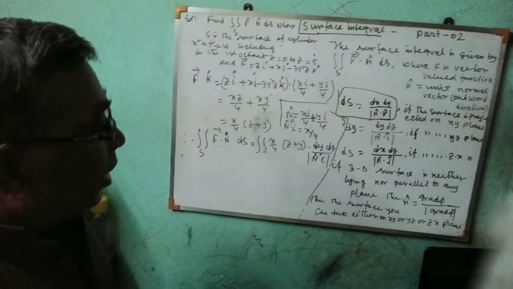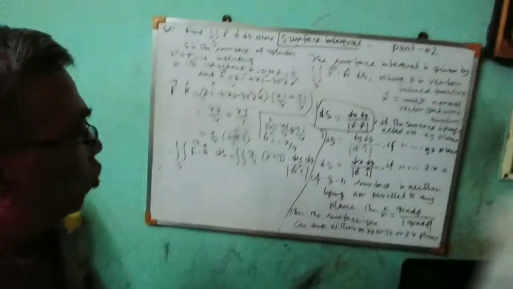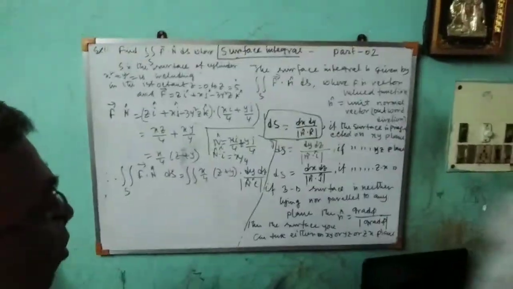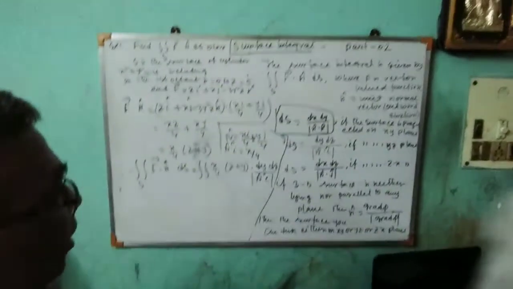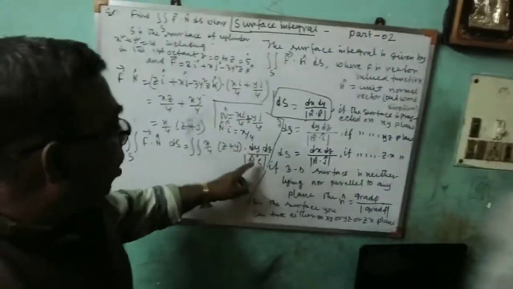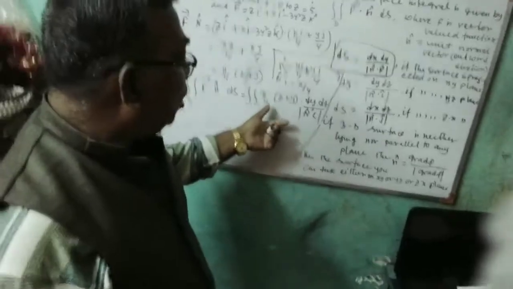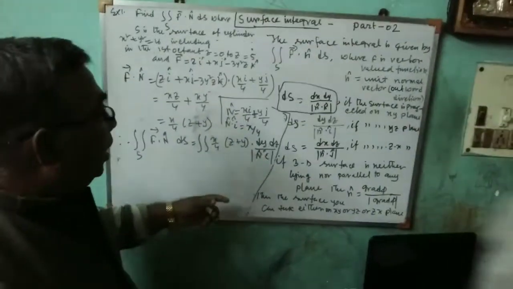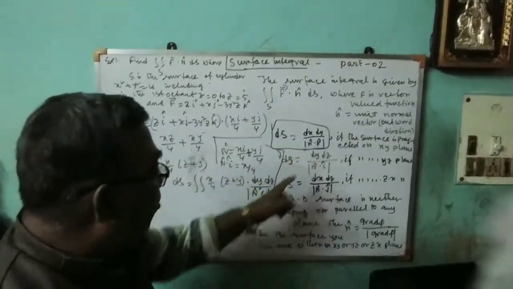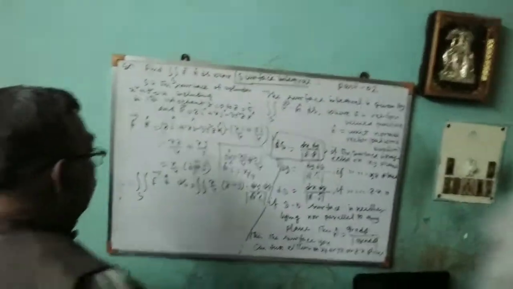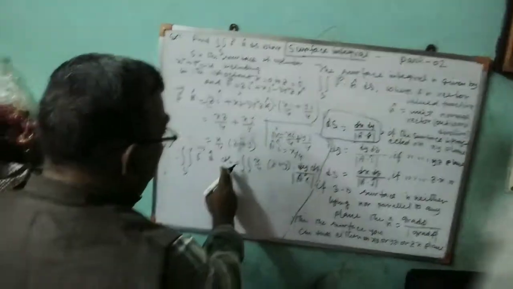On the xy plane you should not take, because this part becomes 0. On the zx plane you can take, then it will be y by 4. We can calculate, but the calculation will be more complicated. On the xy plane this will become 0, that is n cap dot k cap, but here there is no k, so it becomes 0. We should not take the xy plane. So we are taking the yz plane. So ds equal to this.